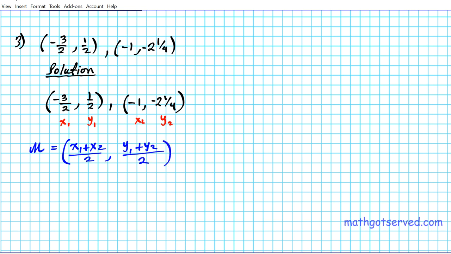Now, what are we going to do next? Substitute. Substitute your values into your formula. So our midpoint is going to be x1 is negative 3 over 2 plus x2. Now you notice that x2 is a negative number, so what must we do? Put parentheses there, -1, like that, over 2. So that's the x-coordinate of the midpoint. The y-coordinate of the midpoint is 1/2 plus y2, which is also negative, -2 1/4, all divided by 2. All right, let's go ahead and simplify this.